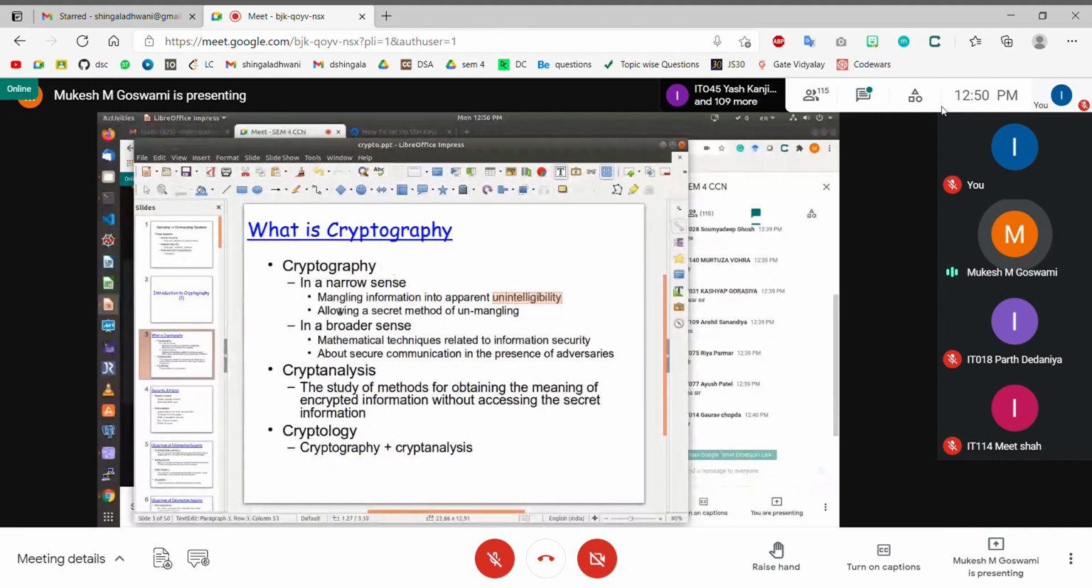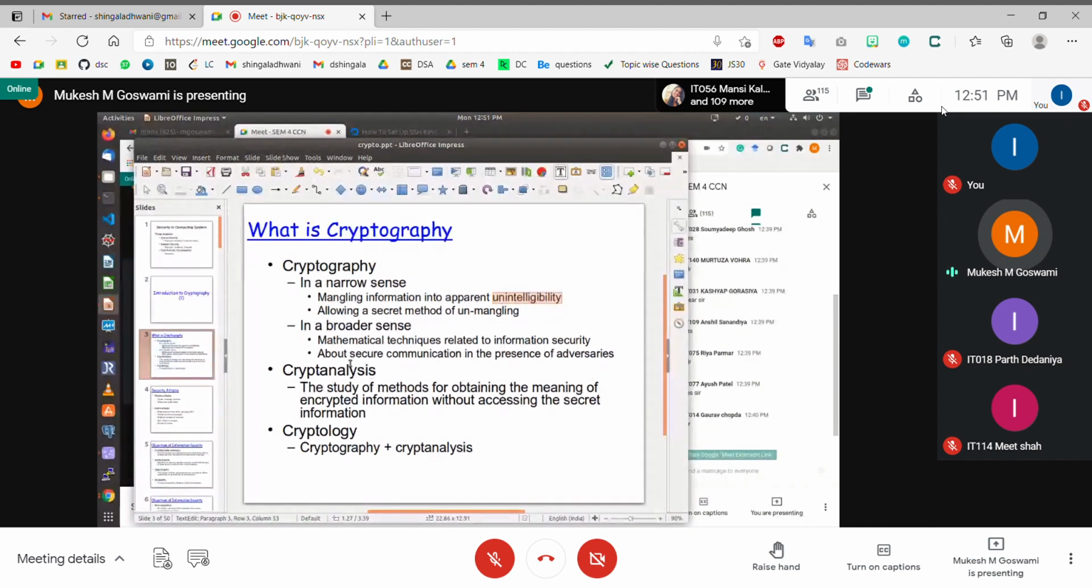So there is a process of encoding, converting information into uninterpretable form, and there is a process of decoding, where you convert that information back into interpretable form. That is what is referred to as cryptography. In cryptography, the encoding process is referred to as encryption, and the decoding process is referred to as decryption. So through encryption, we convert the information into unintelligible form, and through decryption, we convert that unintelligible information back into intelligible form. That is what we are doing in cryptography, right?